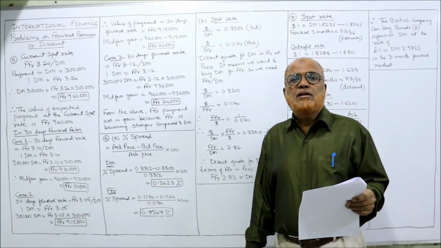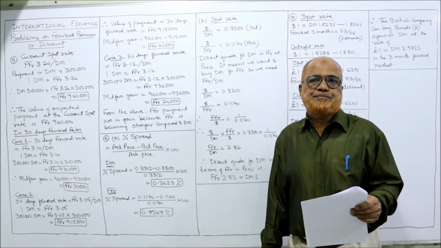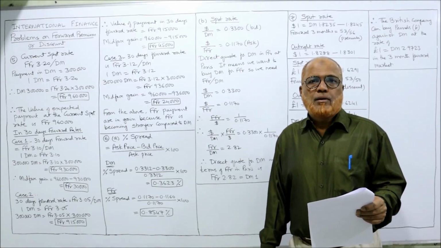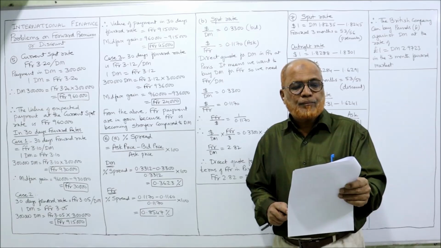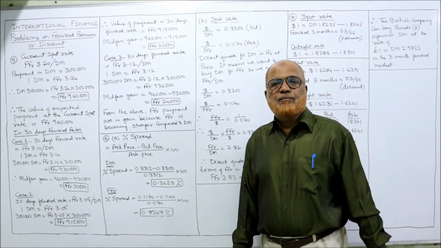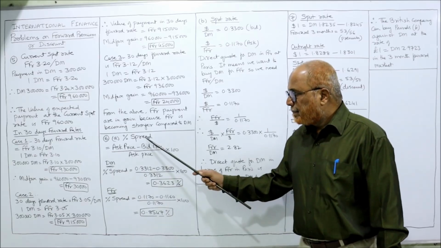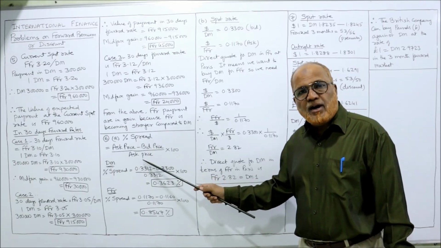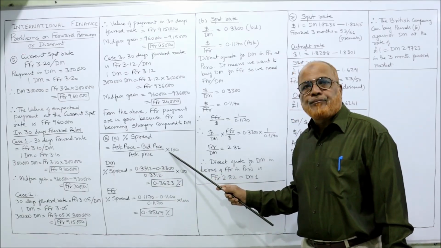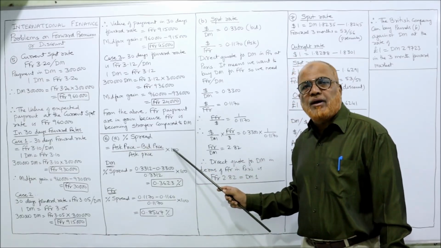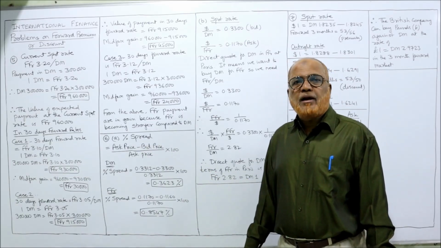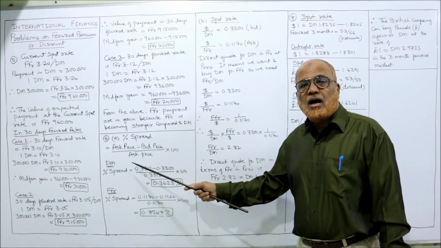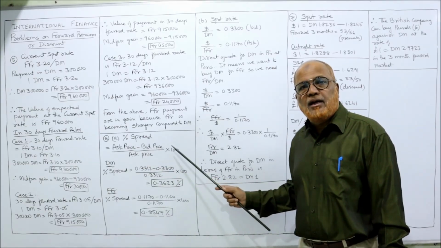The spread means the difference between ask and bid. Ask rate minus bid rate is equal to spread. But it is asking you percentage spread on DM and FFR respectively. First question, we have to find out the percentage. Percentage spread, the formula is ask rate minus bid rate divided by ask rate into 100. Because we are calculating percentage, multiply by 100. If it is asking you only spread, then ask price minus bid price. That's it.